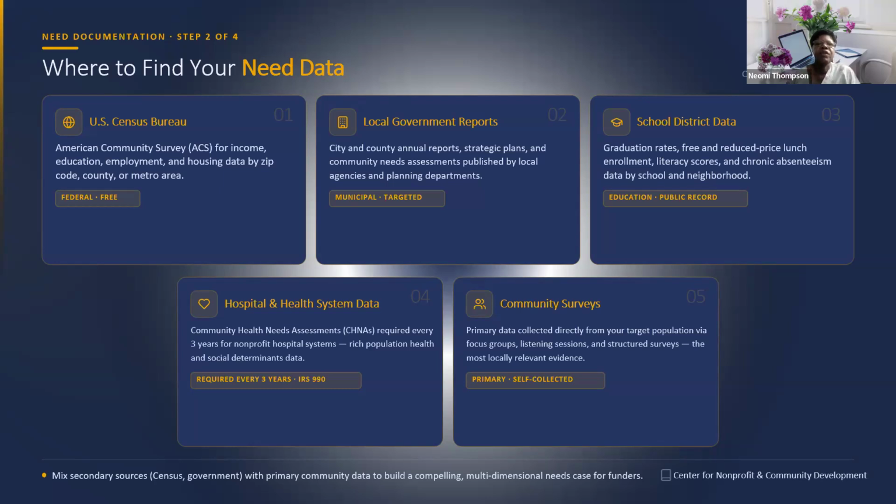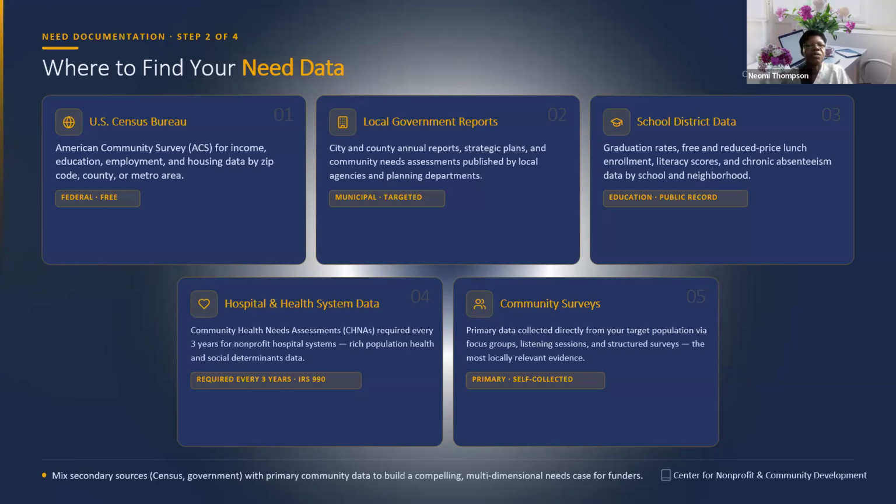And then you have the local government reports: city and county annual reports, strategic plans, and community needs assessments published by local agencies and planning departments, metropolitan, municipal, targeted. School district data: graduation rate, free and reduced price lunch, enrollment, literacy scores, and chronic absenteeism data by school and neighborhood.